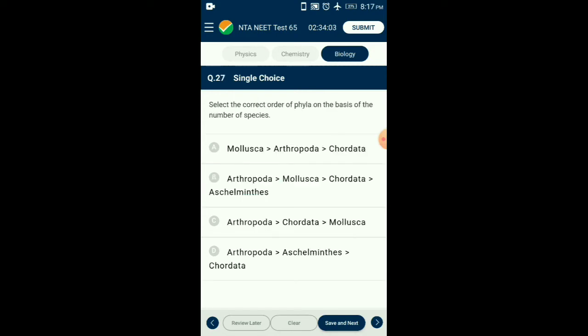Question number 27. Select the correct order of phyla on the basis of number of species. Arthropoda is the largest phylum with more than 1.1 million species, followed by Mollusca with 90,000 plus species, Aschelminthes with 80,000 plus species, and Chordata with 60,000 plus species. So the answer for this question is option D, Arthropoda followed by Aschelminthes followed by Chordata.